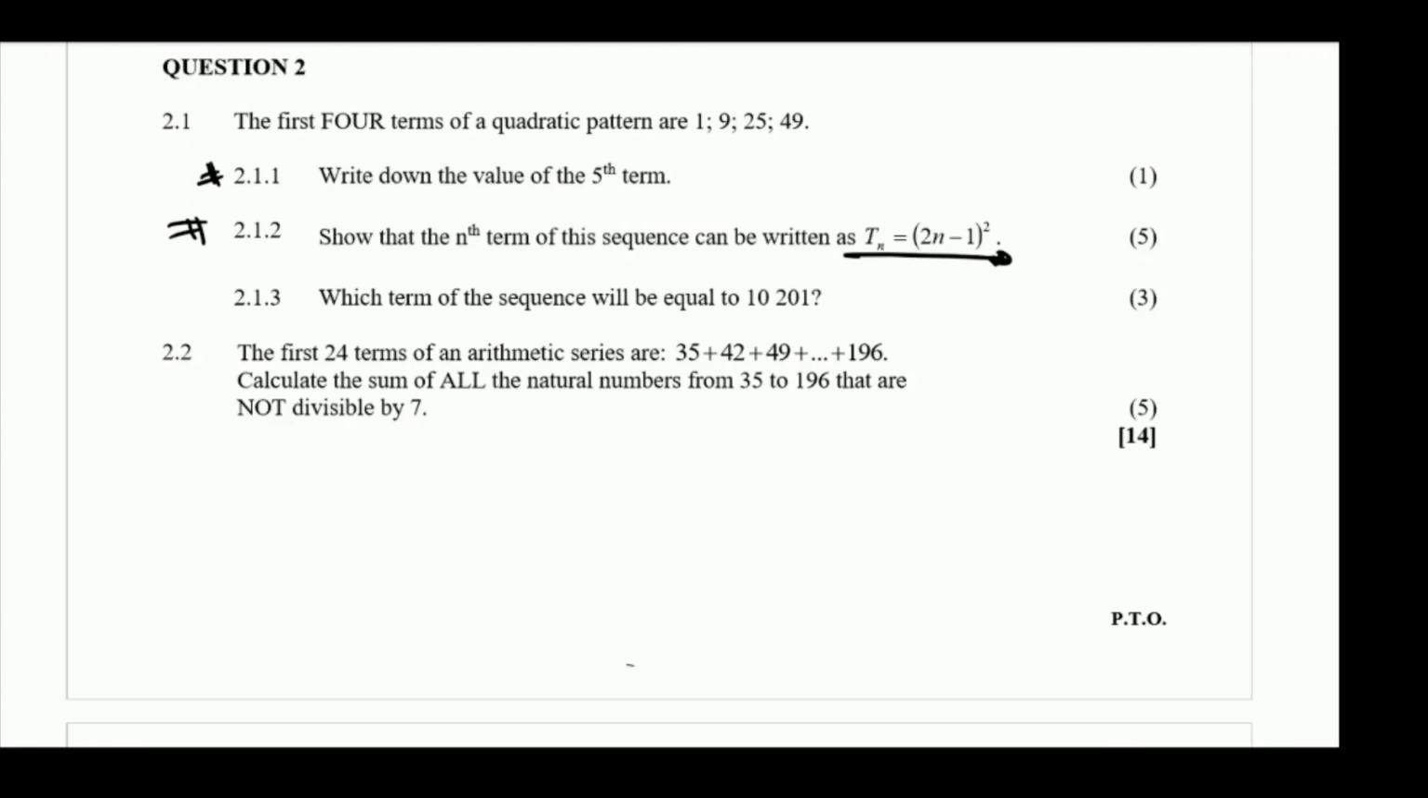So the first step we're going to do is still write our sequence, which is 1, 9, 25, and 49. And we found 81 in our 2.1.1 question. The first difference that we got here was 8, 16, 24, and 32. And the second difference that we got is 8, 8, 8.